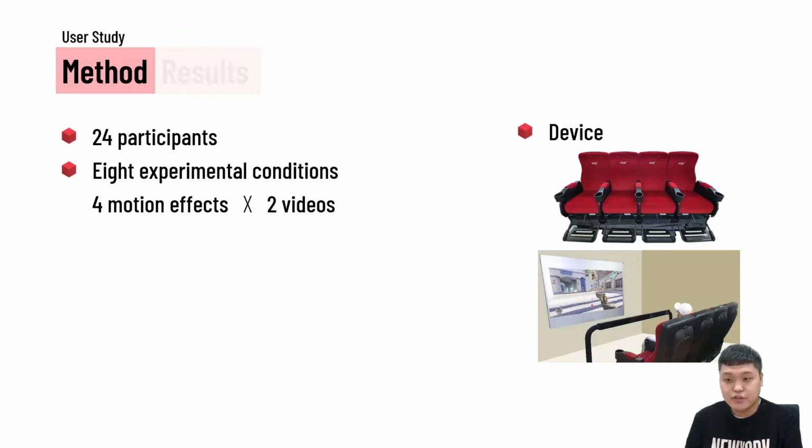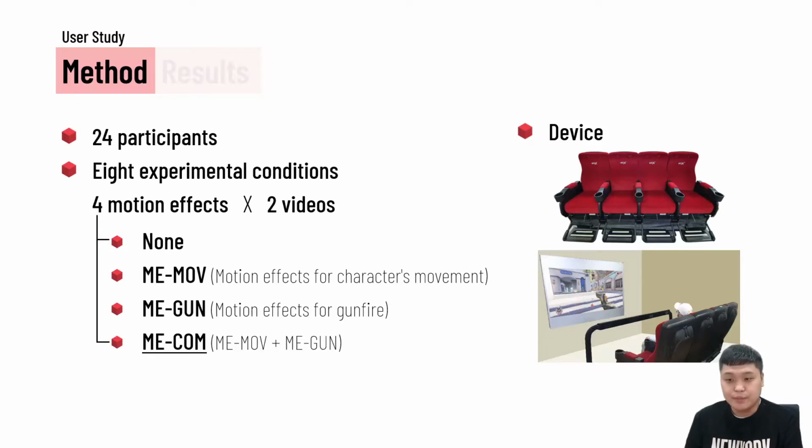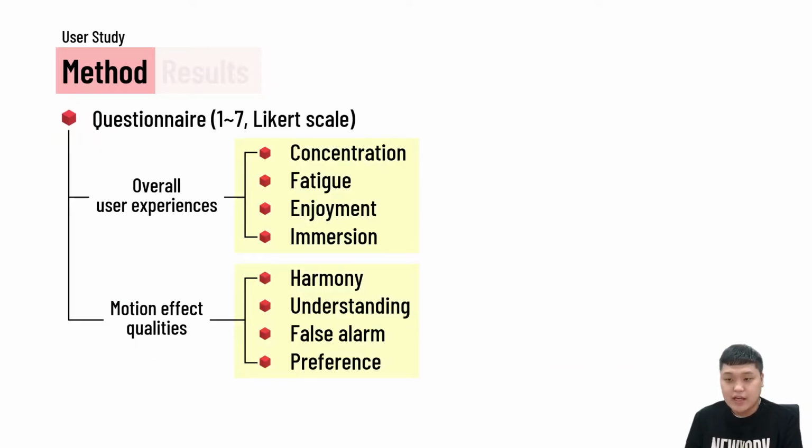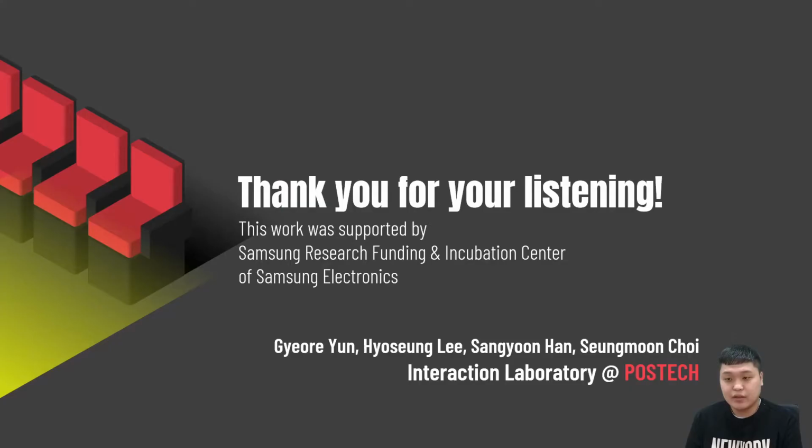Finally, we did a user study with 24 participants. We wanted to compare 4 motion conditions: none, motion effects for characters' movements, gunfire, and the sum of the previous 2. We asked 8 questions about overall user experiences and motion effect qualities. As a result, we found that the motion condition combining character movement and gunfire showed the best scores of immersion, harmony, and preference. Thank you for your listening, and please check our paper.